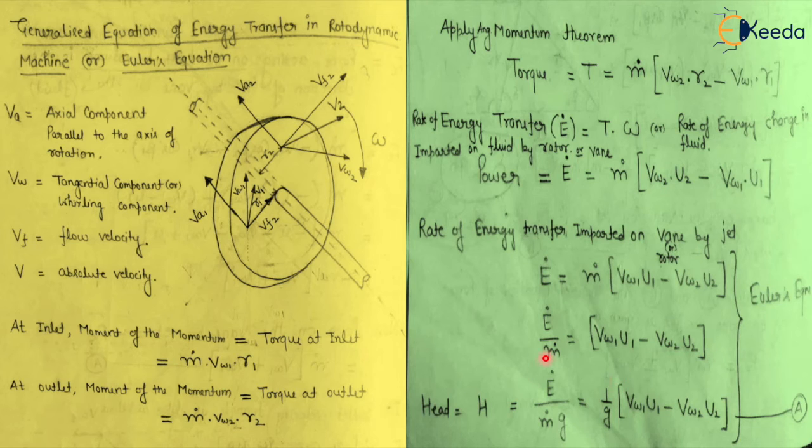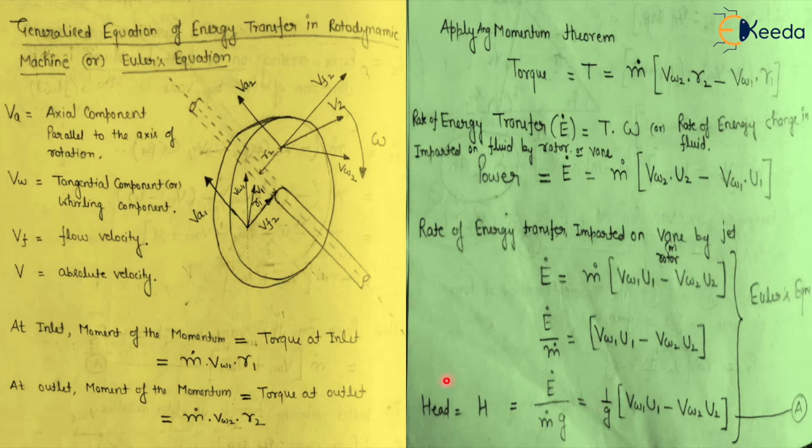Now if I calculate the rate of energy transfer per unit weight, then I'll get 1 by g into Vw1 U1 minus Vw2 U2. That means head. This equation is in terms of head. This is the Euler equation in terms of head, and this one is the first term and this one is the second term. If Vw1 U1 is greater than Vw2 U2, then this one is positive.